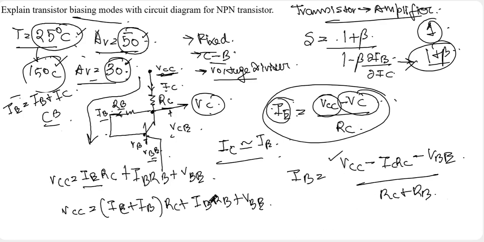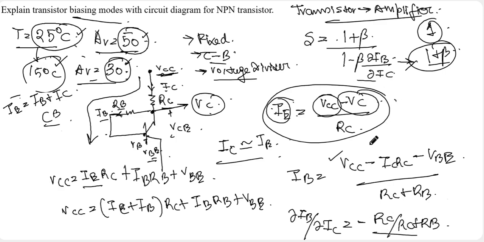So del of IB divided by del of IC will give us minus RC divided by RC plus RB. And we will just put this value in this equation. So for this case, the stability factor is equal to 1 plus beta divided by 1 plus beta into RC divided by RC plus RB. So this is the stability factor for collector to base bias.